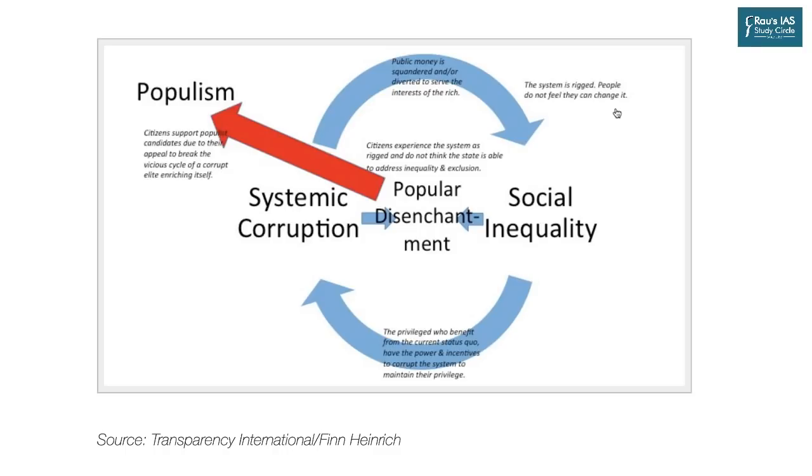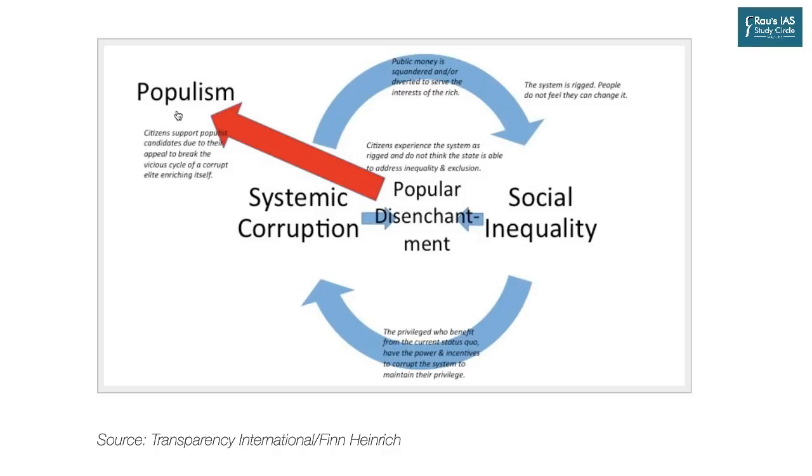The system is rigged. People do not feel that they can change it, and because of which there is an increase in the social inequality in the system. This increase in the social inequality results in the privileged class who benefit from the current status quo. They have the power and incentives to corrupt the system and maintain their privileges perpetually, which then gives rise to systemic corruption, and this vicious cycle continues. Because of which citizens experience the system as rigged and do not think the state is able to address inequality and exclusion, which then generates massive amount of popular disenchantment, which is then harnessed or harvested by populist leaders.